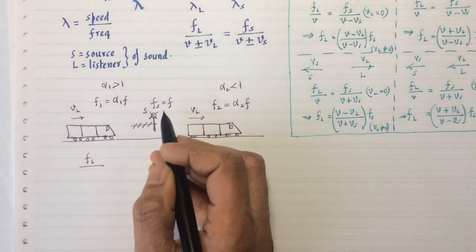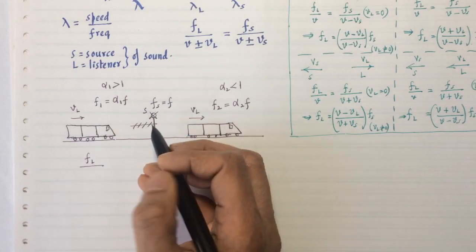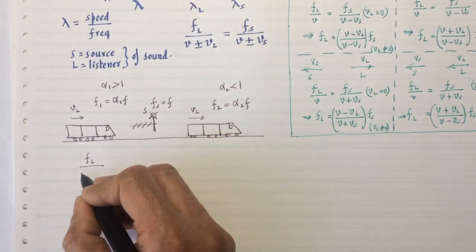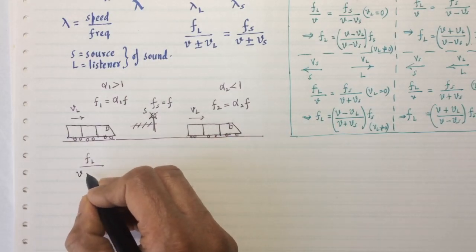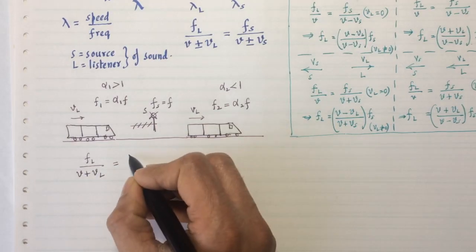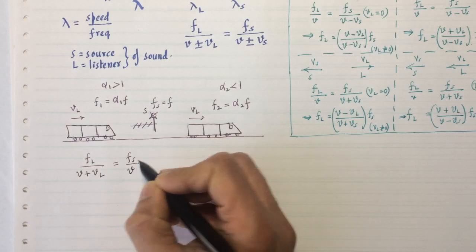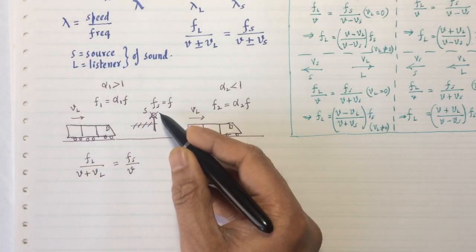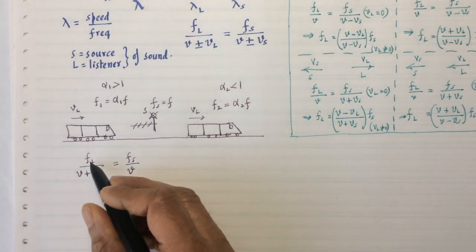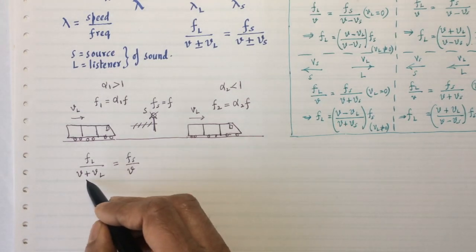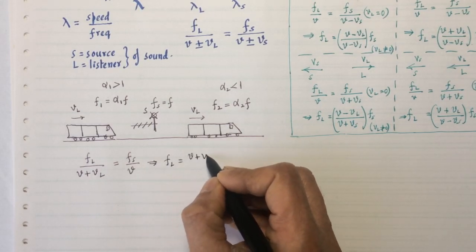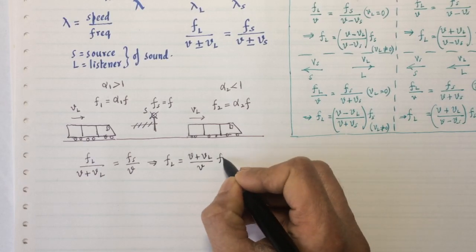Suppose you're not moving, then of course there's nothing to do. So you have to assume that you're moving in this instance. It's going to be V plus VL, and that should be equal to Fs divided by V. The reason is Fs is not moving. The railroad signal is not going any place, so you cannot put any speed there. The only way to make your FL bigger than Fs is to have V plus VL here. So I'm going to get FL equals V plus VL divided by V times Fs.